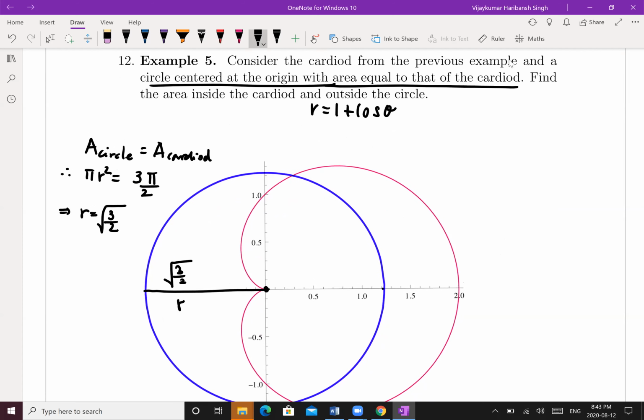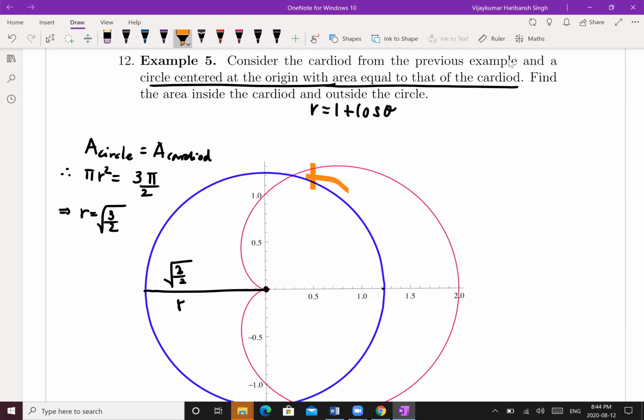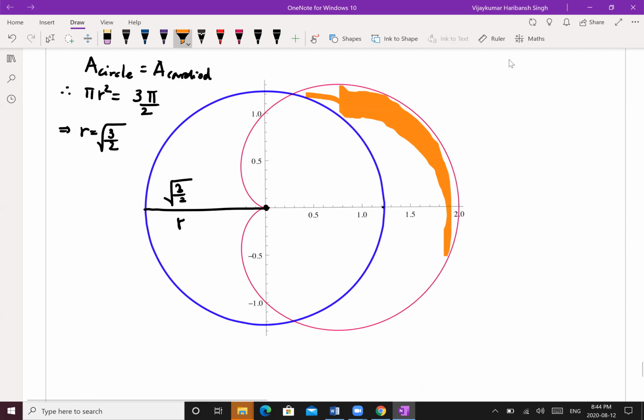Now find the area inside the cardioid but outside the circle. So what area are we interested in? We are interested in this area here. Okay, so let's just shade this area. Yeah, so we are interested in this area.